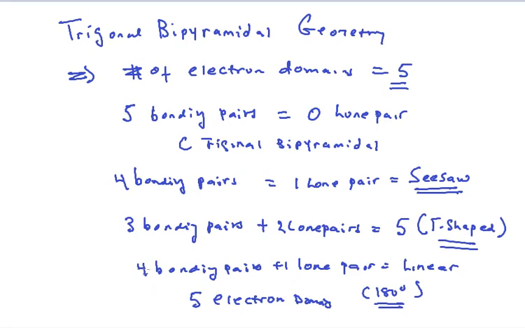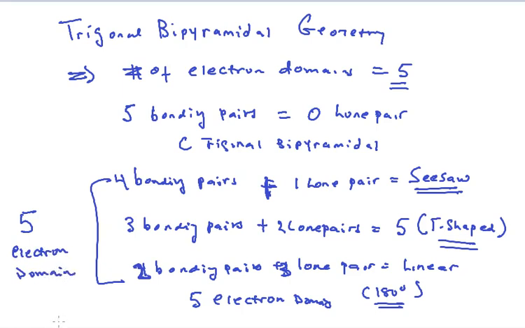To summarize: 4 bonding pairs plus 1 lone pair is called a seesaw. 3 bonding pairs plus 2 lone pairs would be T-shaped, and 2 bonding pairs plus 3 lone pairs is linear. If you add them up, each of these molecular geometries gives you 5 electron domains. That's very important, 5 electron domains.